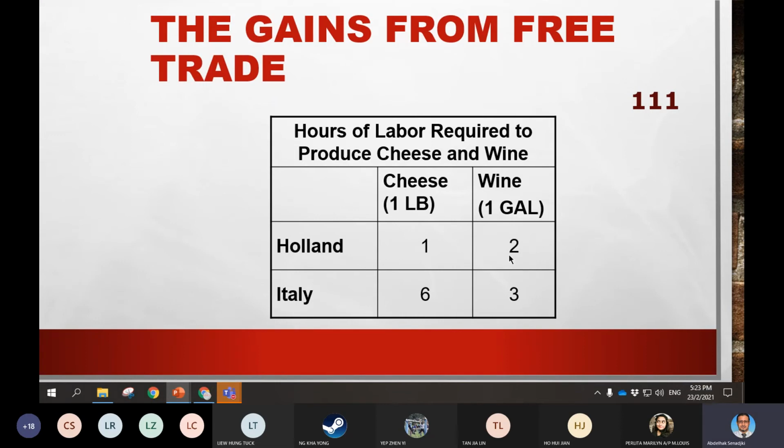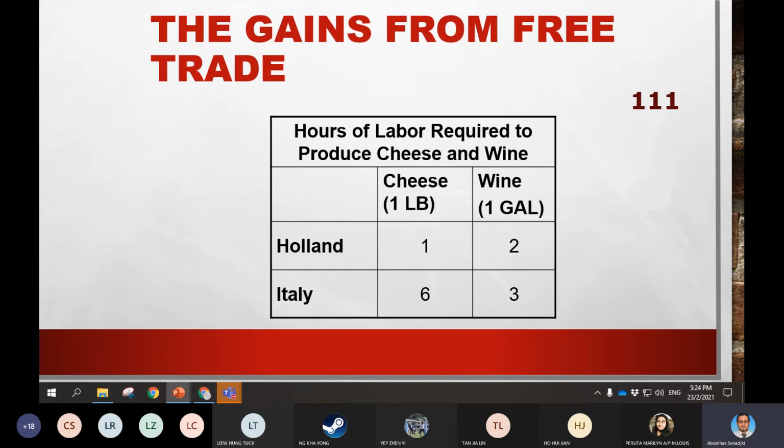A worker there can produce a pound of cheese in 1 hour and a gallon of wine in only 2 hours. If you compare with Italy, it needs 6 hours for 1 pound of cheese and 3 hours for 1 gallon of wine. So in absolute terms, Holland has the absolute advantage in both. Now, what about comparative advantage?